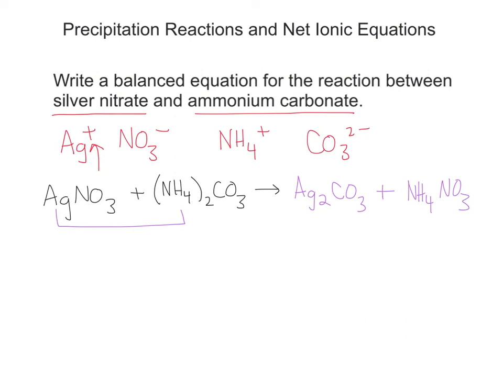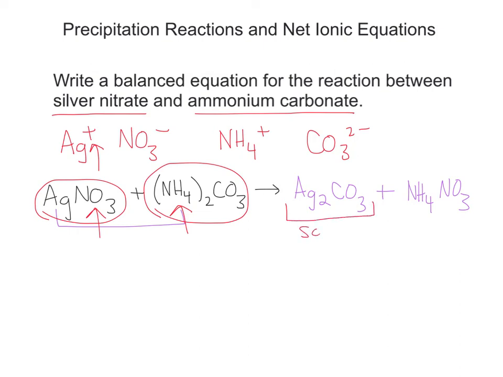Now we need to check to see if each individual piece is going to be soluble or insoluble. Silver nitrate is soluble because of the nitrate always being soluble. Ammonium carbonate is soluble since the ammonium is always soluble. But silver carbonate, this guy will be a solid. Ammonium nitrate, because both ammonium and nitrate are always soluble, is going to be aqueous, which means that my ammonium is my spectator ion, and so is my nitrate.